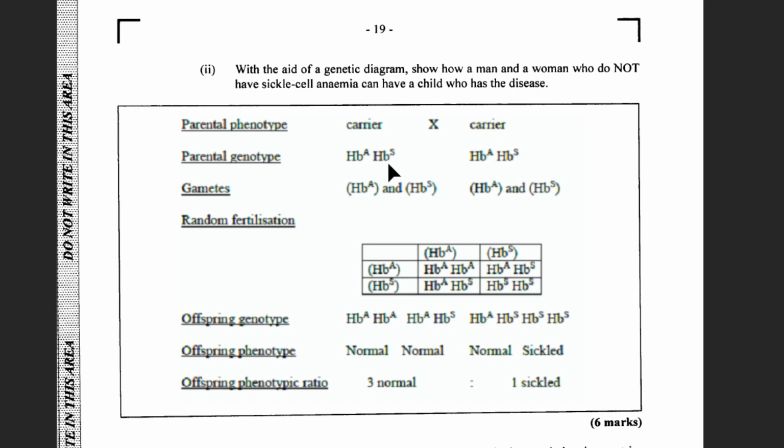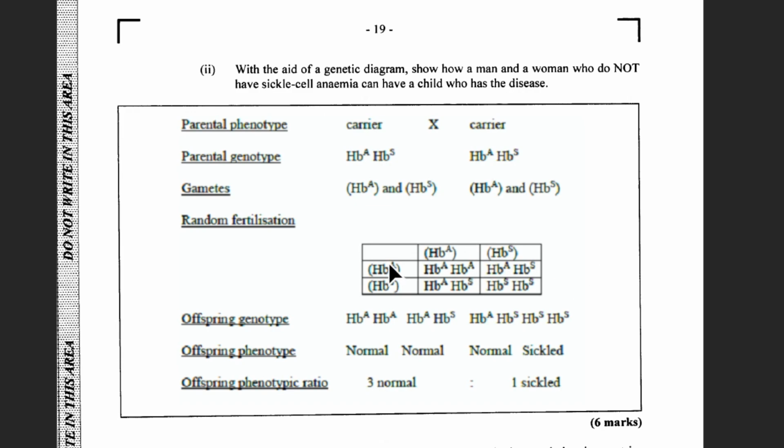If a child inherits two hemoglobin S alleles, that child is going to suffer from sickle cell anemia. But hemoglobin A is dominant to hemoglobin S. Hemoglobin S is recessive. So both parents are going to be heterozygous. They're going to have one normal allele, hemoglobin A, and one recessive or abnormal allele, hemoglobin S. In terms of the actual Punnett Square, this is what it's going to look like. So the father is going to be hemoglobin A, hemoglobin S. Mother, same thing.